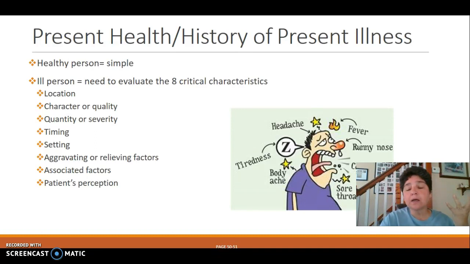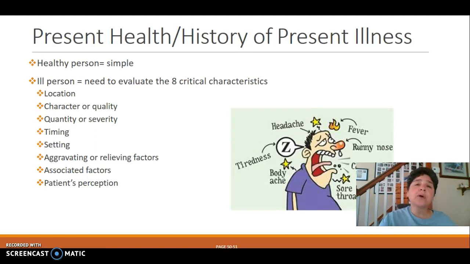So specific descriptions. What type of pain is it? Describe the pain to us. Is it stabbing? Is it a constant pain? Is it a dull ache? Just describe that character or the quality of it. The quantity or the severity. If you look at that one, so quantifying exactly what it is.